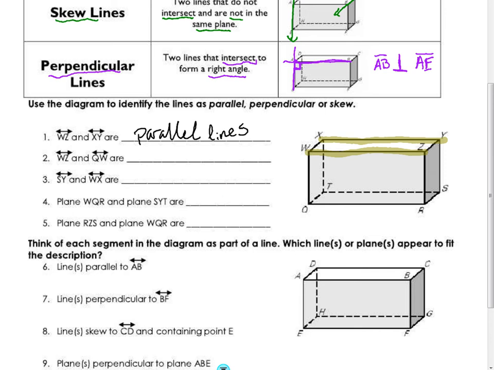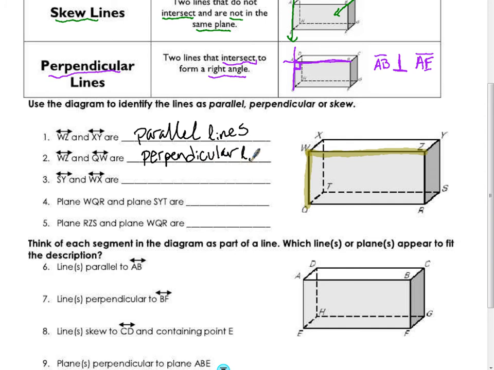Let's erase here real quick. Now let's look at WZ, same line up top here, and QW. Since this is a rectangular prism, we know that the intersection at W is going to form a right angle, so I would call these perpendicular lines.